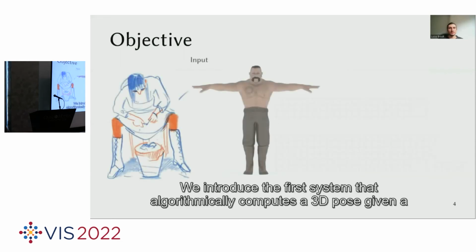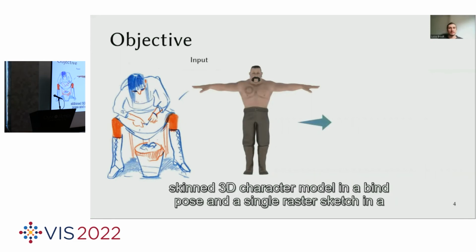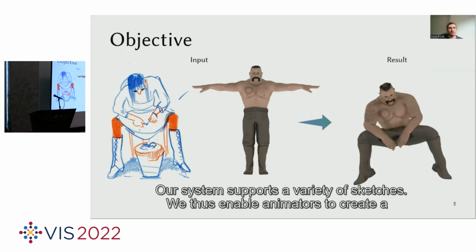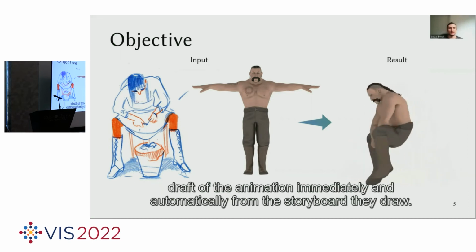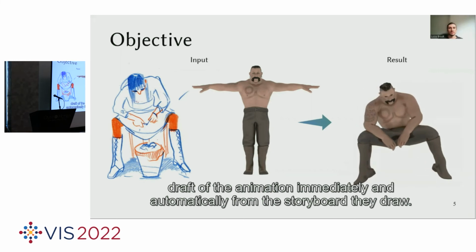We introduce the first system that algorithmically computes a 3D pose given a skinned 3D character model in a bind pose and a single raster sketch in a different pose. Our system supports a variety of sketches. We thus enable animators to create a draft of the animation immediately and automatically from the storyboard they draw.